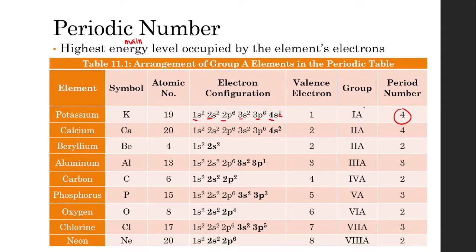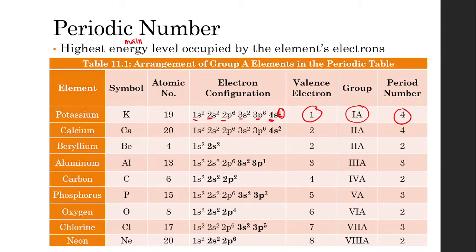Potassium, you know, is in group A, specifically group number 1. Group 1 has one valence electron, and as you can see right here, this electron is the last electron in its valence shell, and this electron is found at the fourth main energy level, number 4.